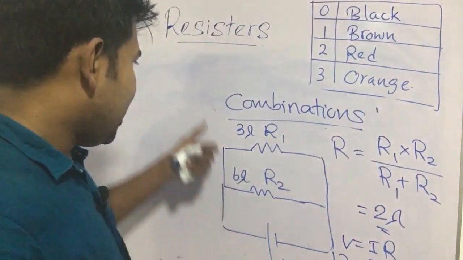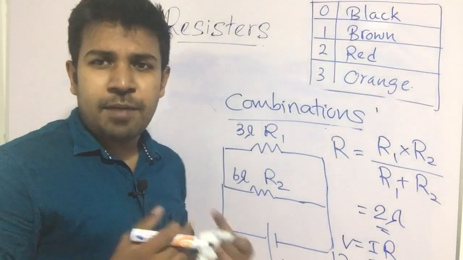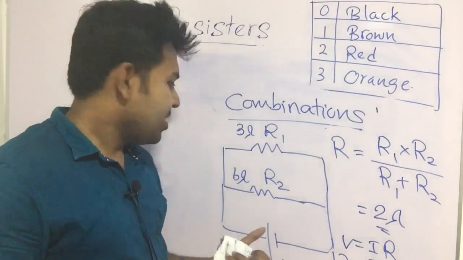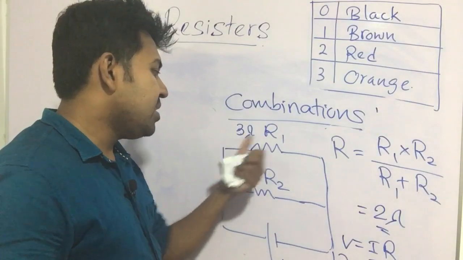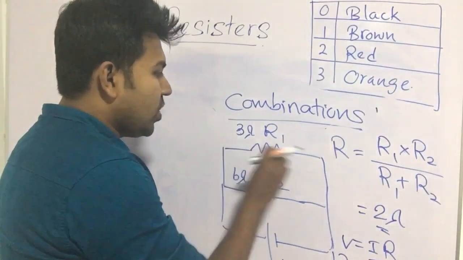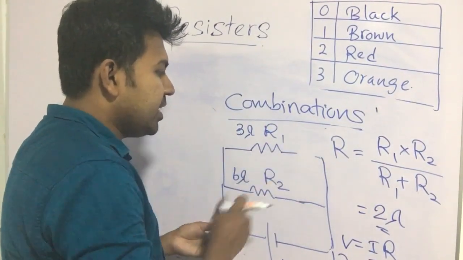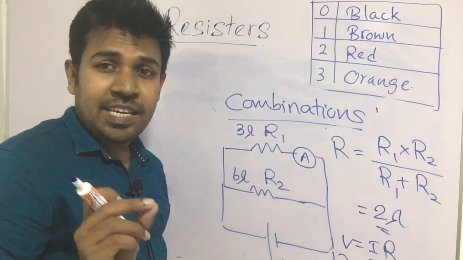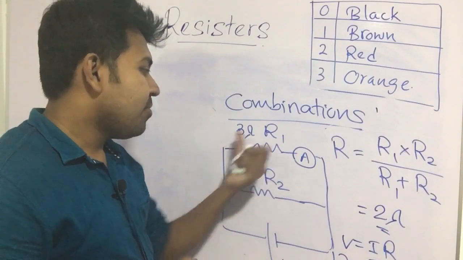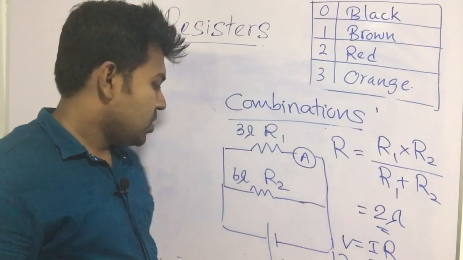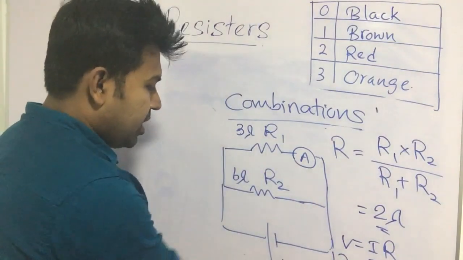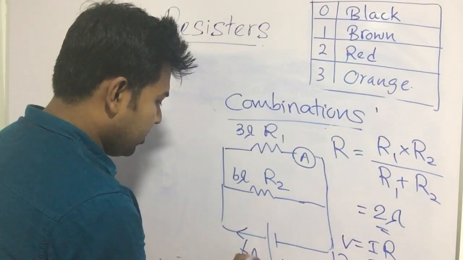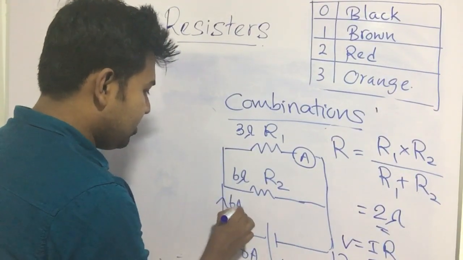Then sometimes in some cases they are asking to find what is the current flowing here only. So for example, here they will put an ammeter. So in this case, how to find the current flowing through this branch only. So here 6 amperes is flowing through this.